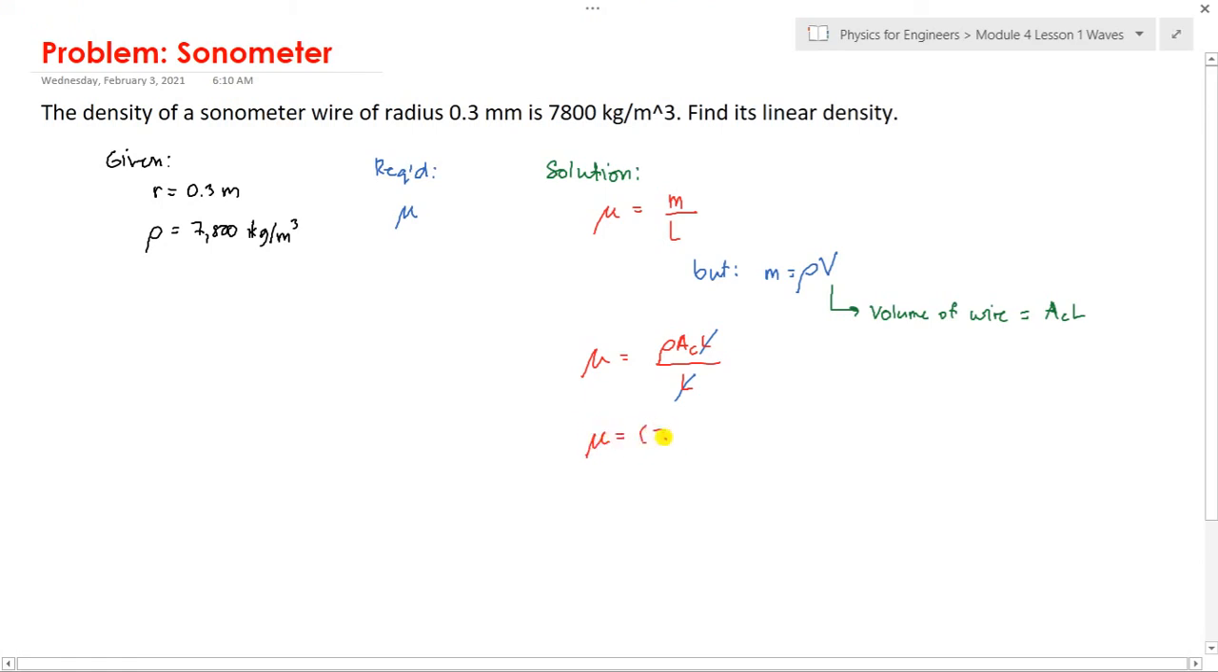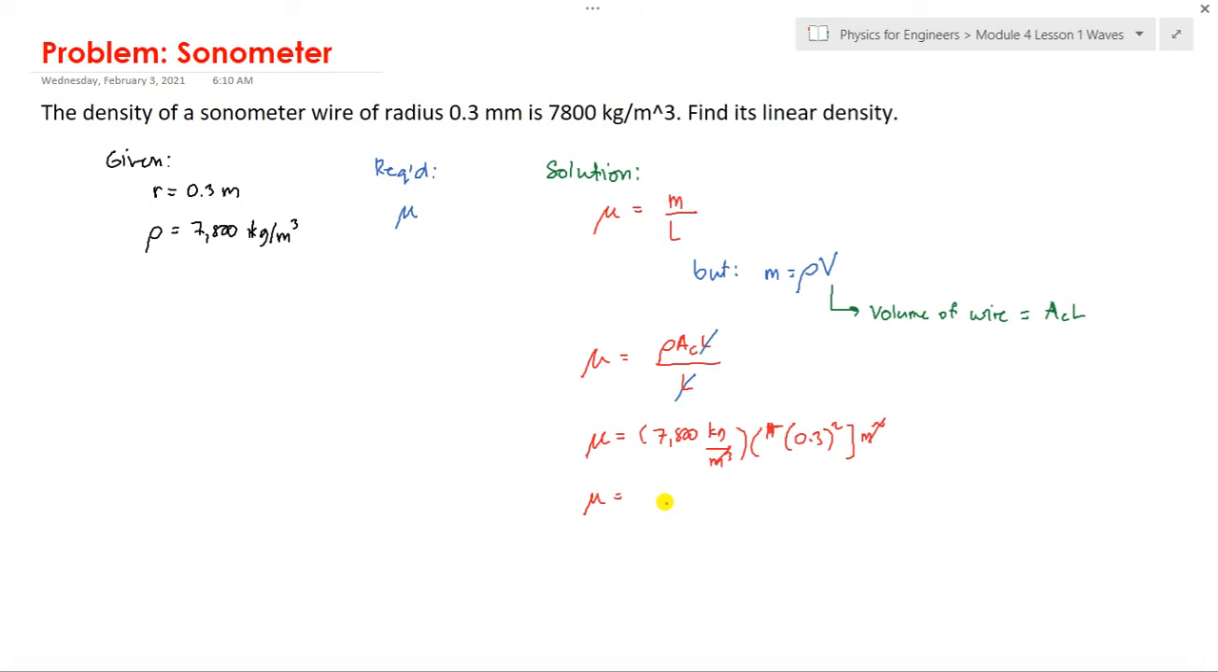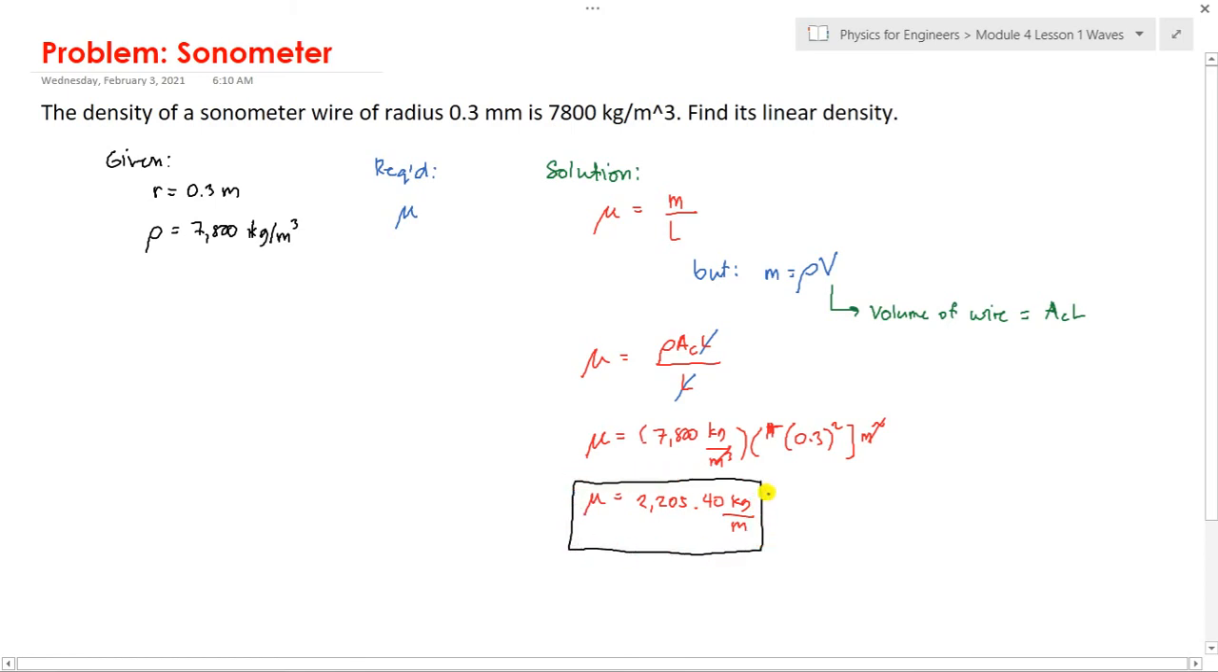So we have linear mass density equal to 7,800 kilogram per cubic meter times the cross-sectional area for a wire, which is pi r squared, so pi times the radius 0.3 squared. The unit here is square meter, so that is kilogram per meter. So 7,800 times pi times 0.3 squared. The answer here is 2205.40 kilogram per meter. So that is the linear mass density of our wire needed for our sonometer. Okay, so let's have another example.